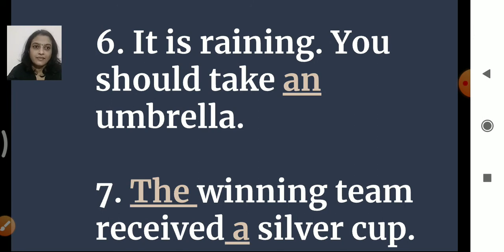It is raining. You should take dash umbrella. An umbrella, right? The sound is a vowel sound, so an will come. Seventh one: dash winning team received dash silver cup. The articles used are: the winning team. One only team wins, so we are talking about the particular one. So the winning team received a silver cup. We do not know exactly which cup, what the name of that silver cup is. So it is a silver cup.